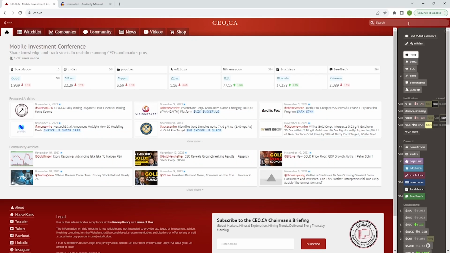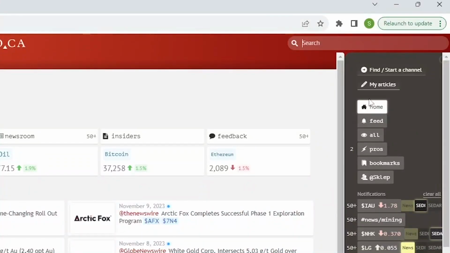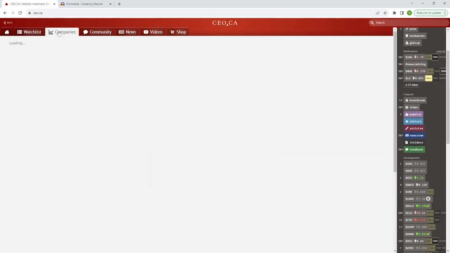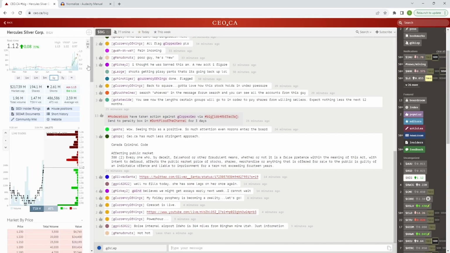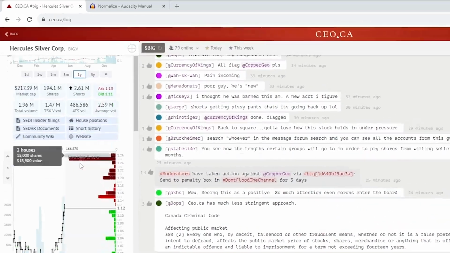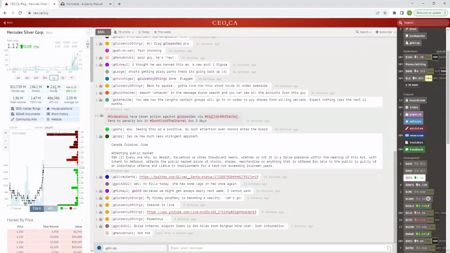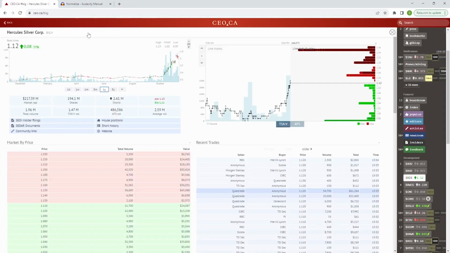To find your Pro Tools, you can search for the company you want over here, go to a company on your watch list, or for the sake of this demonstration, we're going to pick the most trending stock today. Your Pro Tools are all on the left-hand side over here. We'll go through them individually. You hit the Pro button, it opens up your Pro Tools, and this is what you see.